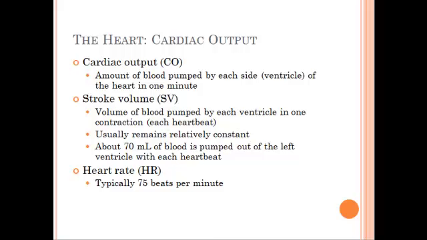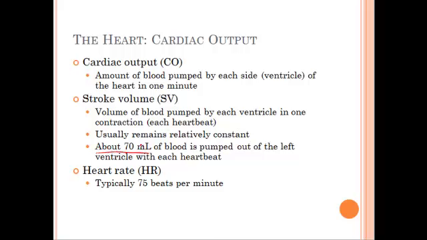This usually remains pretty constant. The stroke volume doesn't change very much, and usually in a healthy person is about 70 milliliters, which is about 2 ounces of blood. That's pumped out of the left ventricle with each heartbeat. And that's the same amount that has to be pumped out of the right ventricle as well. And that's something interesting. The cardiac output of the two ventricles has to be the same. If one is pumping out more or less blood than the other, things are going to start to pile up over time.